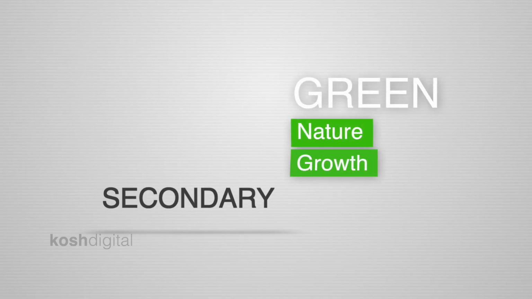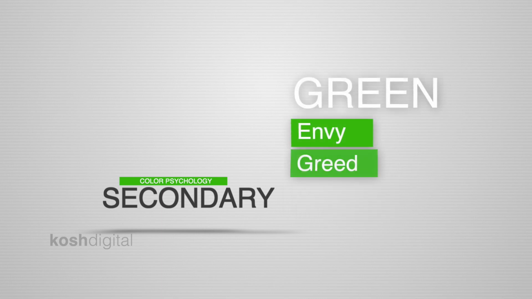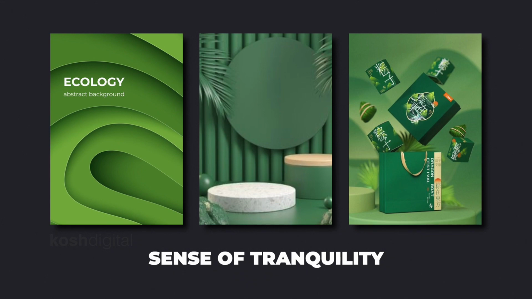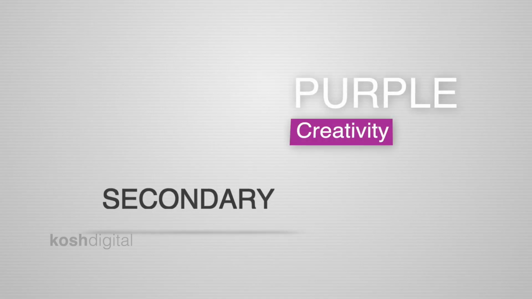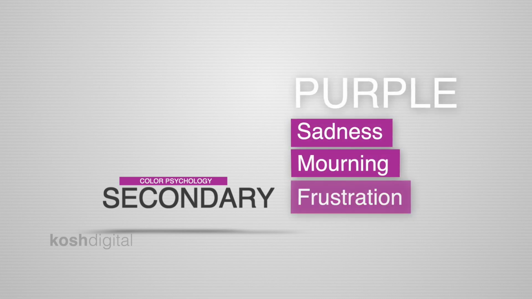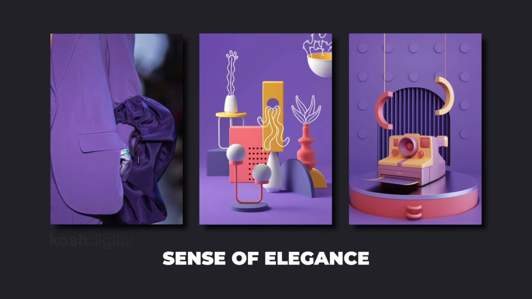When it comes to secondary colors, green is often associated with nature, growth and harmony. It can also be associated with envy and greed. In design, green can be used to convey a sense of growth, health and tranquility. Purple is often associated with creativity, luxury and spirituality. It can also be associated with sadness and mourning. In design, purple can be used to create a sense of elegance and sophistication.